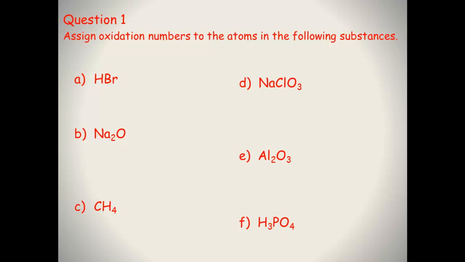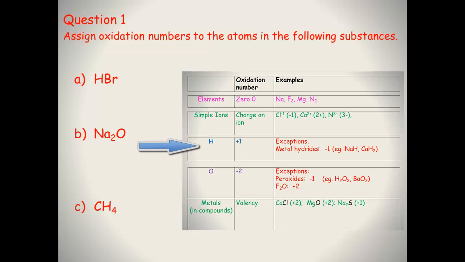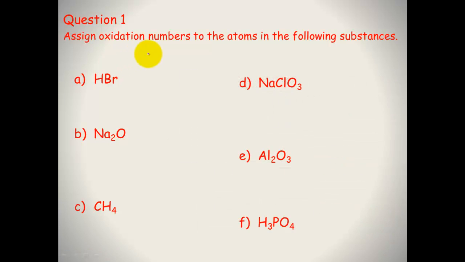Okay, so the rules that we know here. Hydrogen has an oxidation number of +1. So that means that bromine must have an oxidation number of -1. +1 minus 1 equals 0, which is the overall charge.